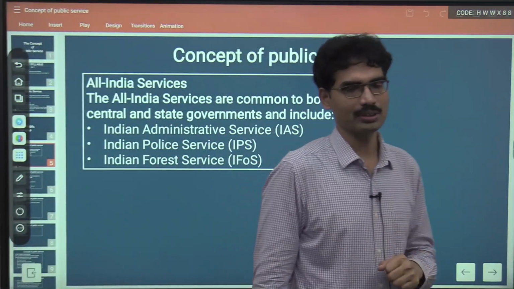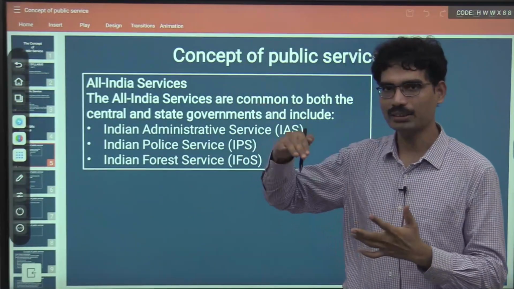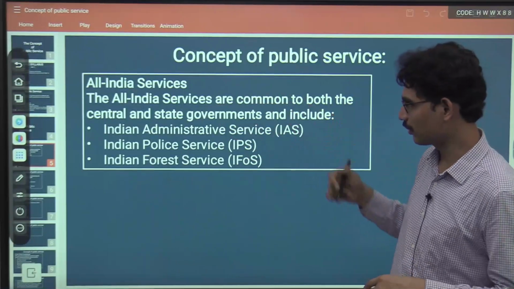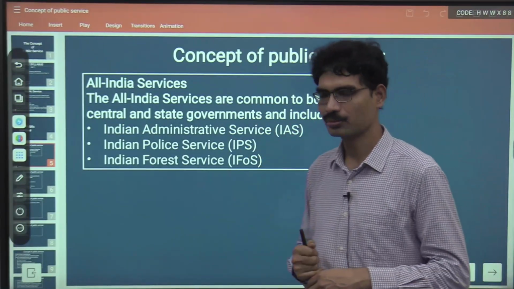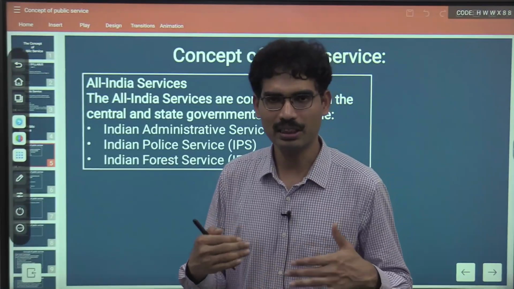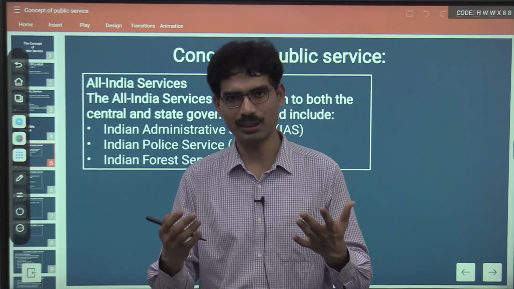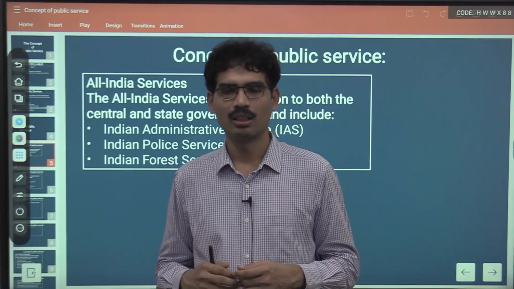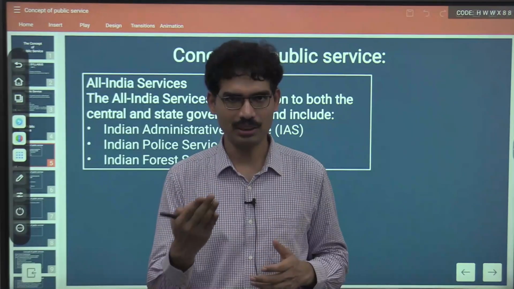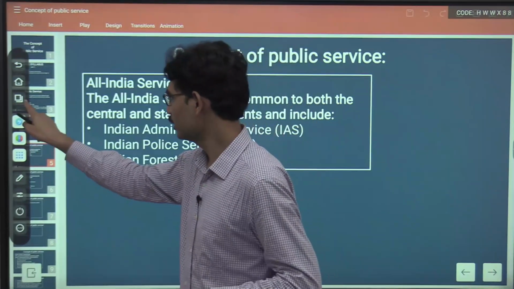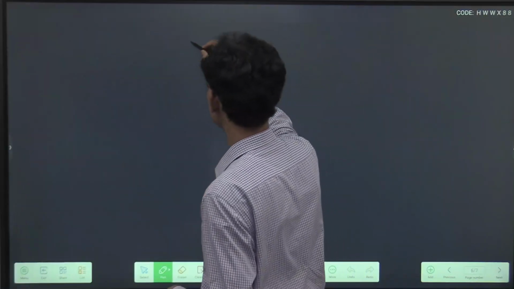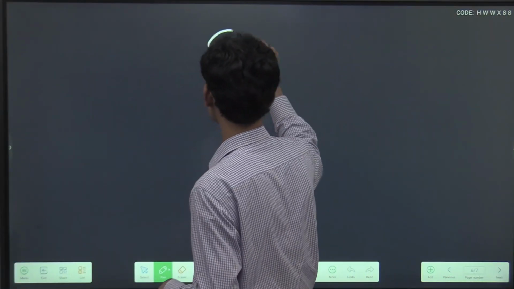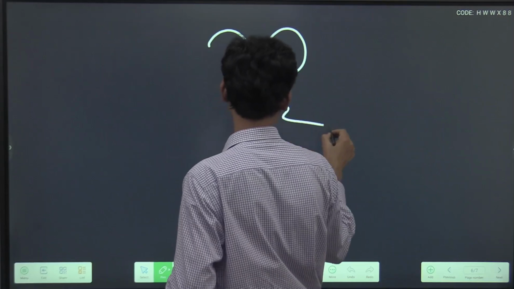Examples of public service, or through the eyes of civil services, we have different services: IAS, Indian Police Service, Forest Service, Indian Administration. General Administration is also a kind of service. Protecting the forest is a kind of service to the country or humanity.